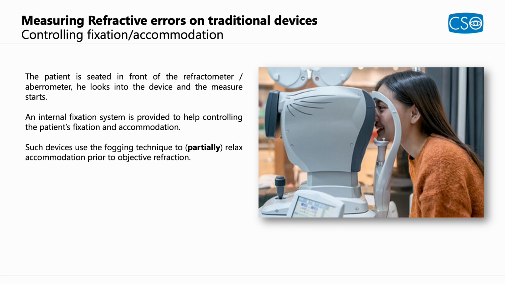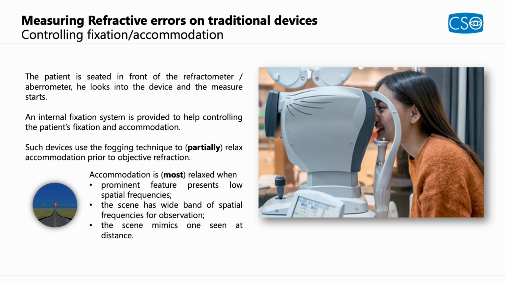In refractive error measurement on traditional devices, the patient is seated in front of the refractometer or aberrometer looking into the device, and the measurement starts. There is an internal fixation system that helps control the patient's fixation and accommodation. Such devices usually use the fogging technique to relax accommodation before the objective refraction is taken.